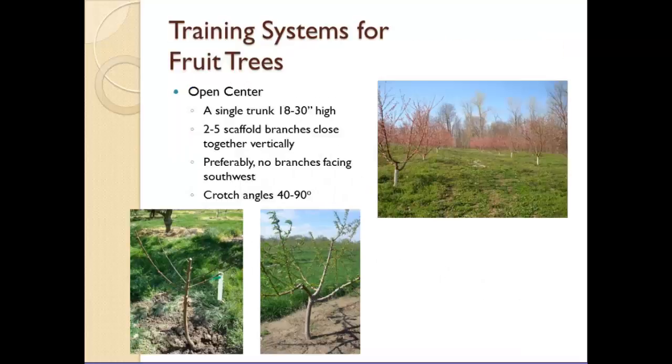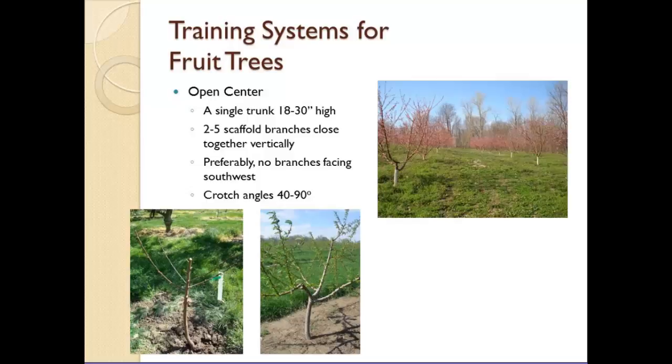The open center is like a footed vase. This is a single trunk that's about 18 to 30 inches high, and at the top of the trunk then you'll have 2 to 5 scaffold branches that kind of initiate all at the same place. And the crotch angles again are 40 to 90 degrees. So you can see some progression.